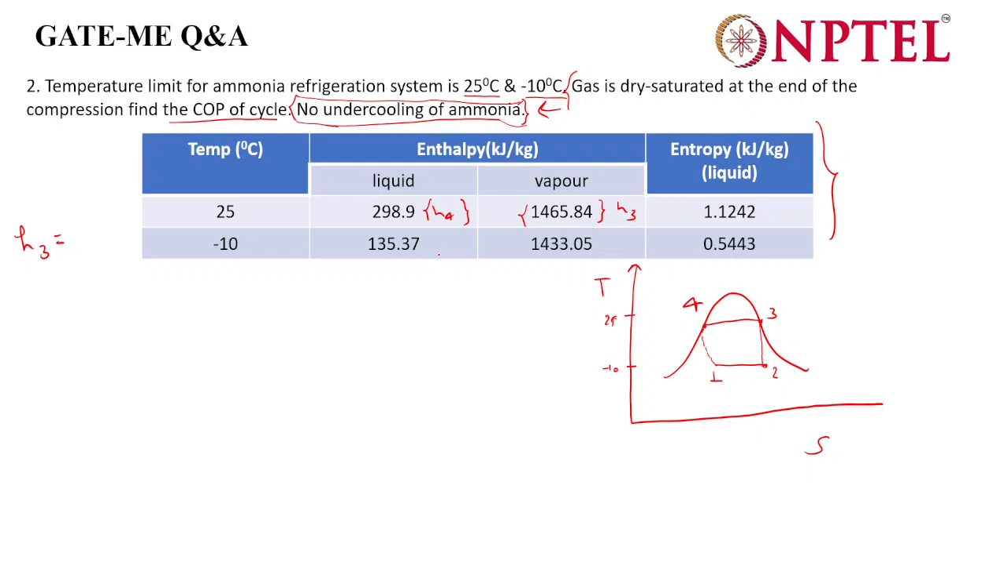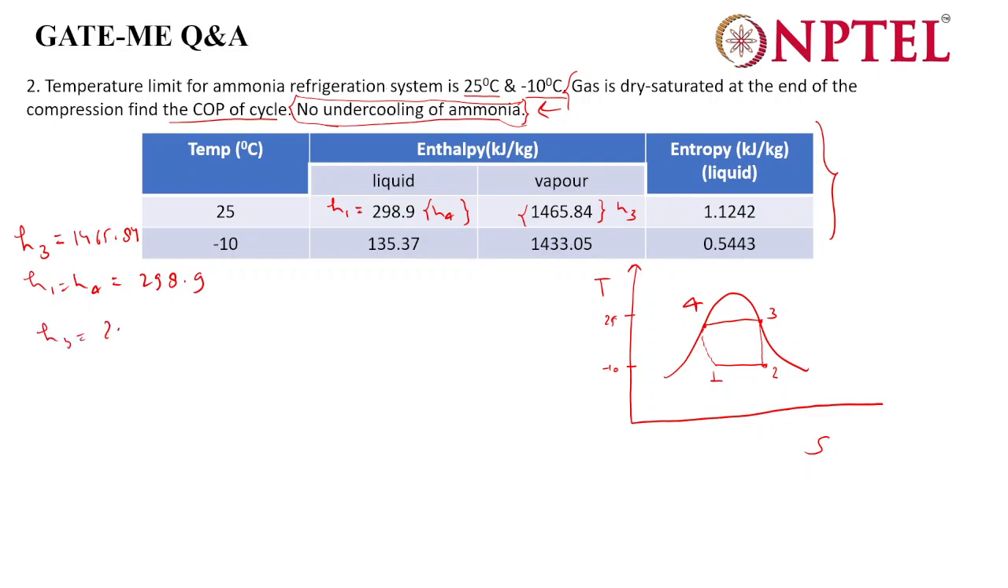And what would be the H1? Same, H1 would be the same as H4, right? So what is remaining there? H3 is 1465.84 and H1 and H4 is 298.9. Now H2 is remaining.